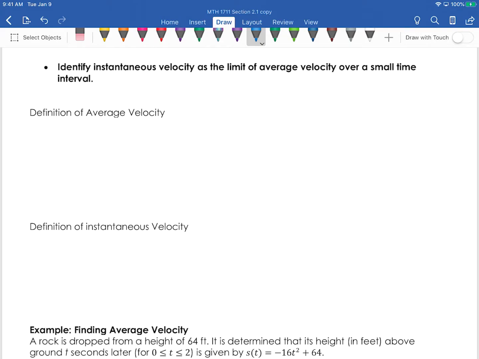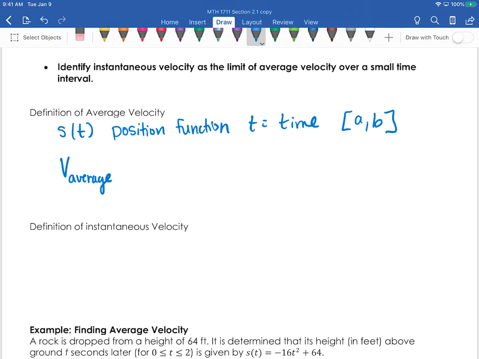So if we think of s(t) as your position function, and t is your time, then your average velocity over a time frame, let's call it between a and b, V sub average, you're going to take the corresponding position value when you plug b into your position function and subtract the corresponding position value for your a value, and then divide by the difference in your time.